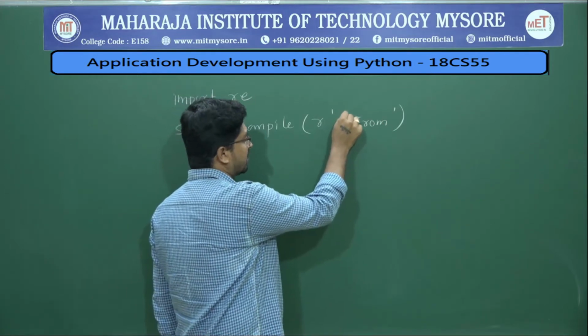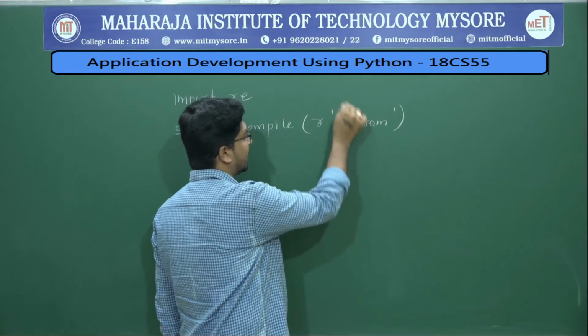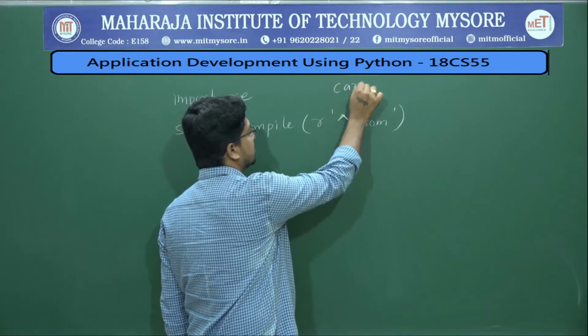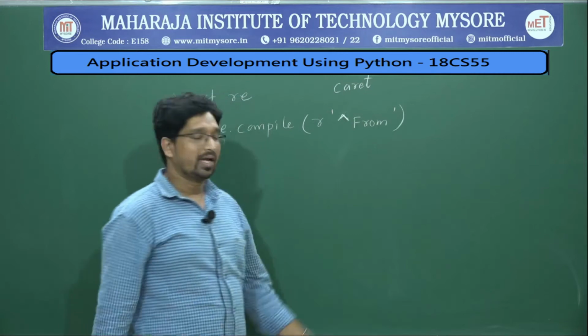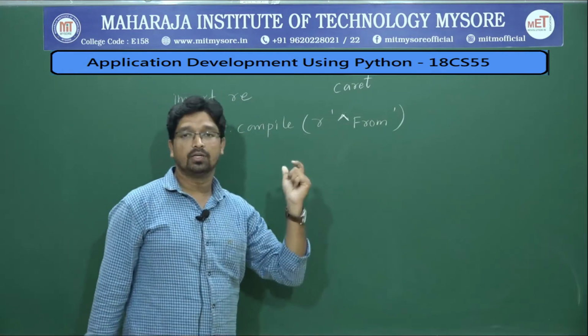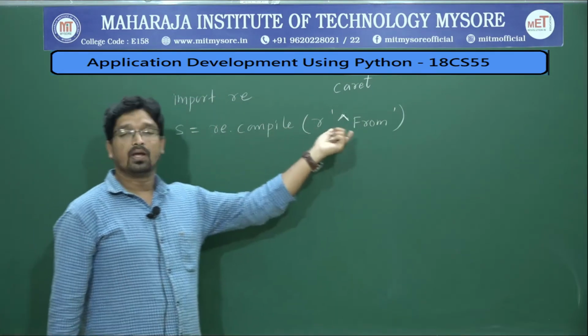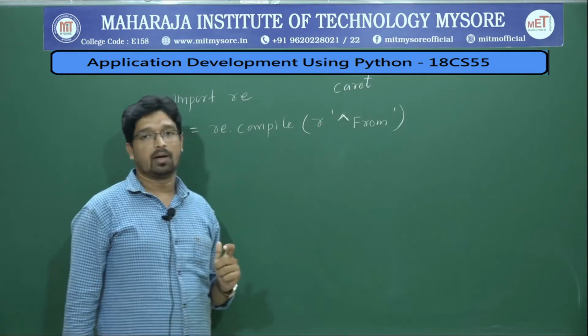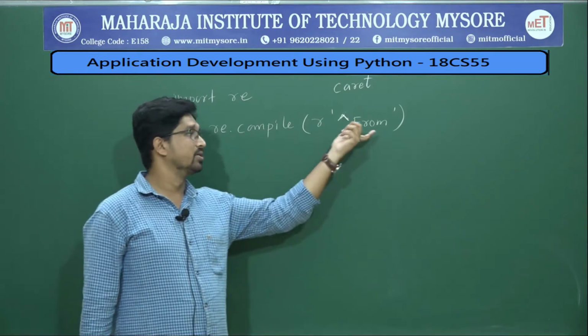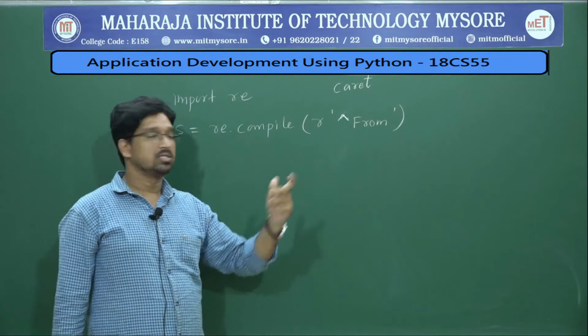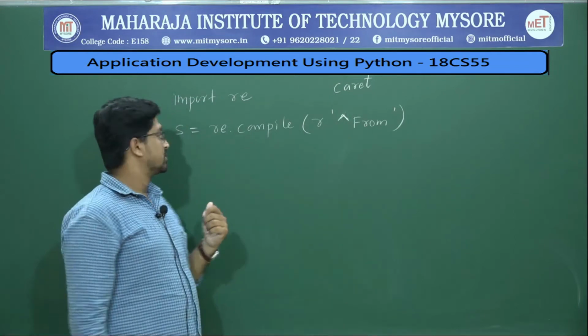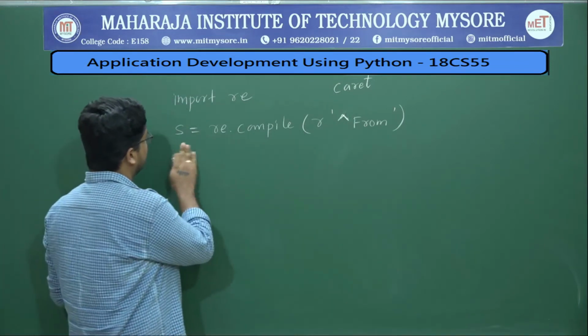If you want to get these kinds of strings, then you need to put a caret symbol in the beginning of the compiled string or matching string or pattern string. This is the pattern string. This is what you wanted to match. This is called the pattern string. So let us give some input now.